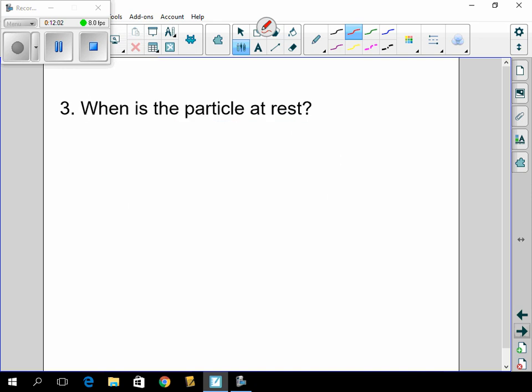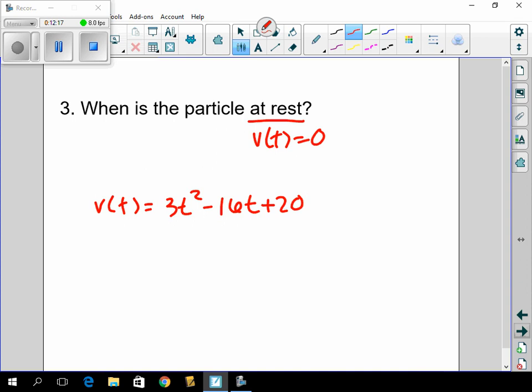Now it's asking me when is the particle at rest. So at rest, if we remember, is when my velocity is 0. And so I'm going to take my velocity, which was 3t squared minus 16t plus 20, and set that equal to 0. So I want to try to factor this out.